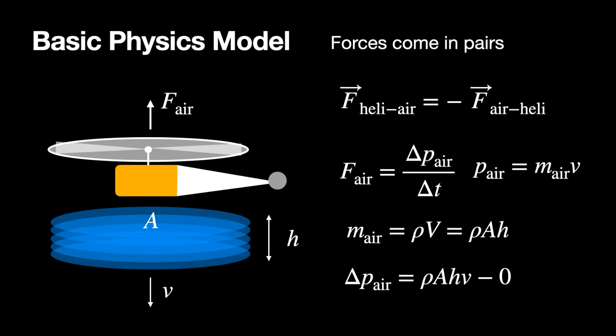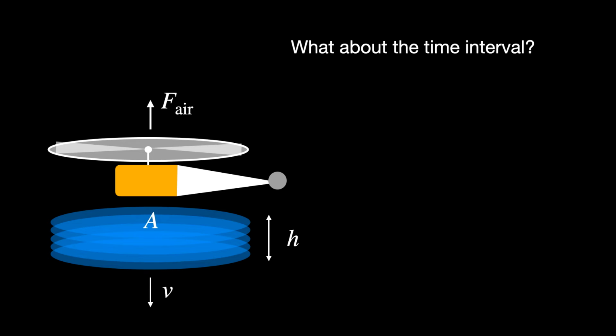But the initial momentum was zero. I'm going to say it started at zero. There's air above the helicopter. It starts at rest. It gets thrown down with some new velocity. Now, what about that time interval? Well, I can start with the definition of average velocity. This just says take the velocity before the air was moving and the velocity afterwards, which is v. I don't know what that is, but it's v. And then divide by 2, I get the average.